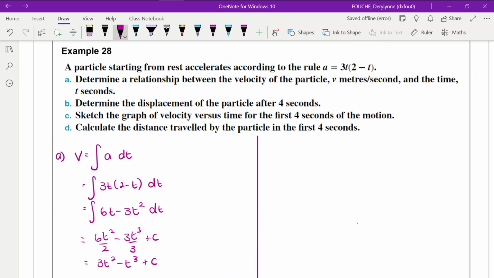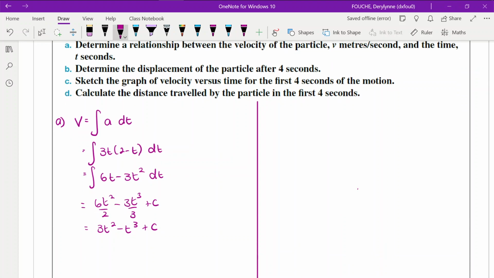Now, it's told me that the particle starts from rest. So I know when t equals 0, v equals 0. So v equals 3 times 0 squared minus 0 cubed plus c. Therefore, I know that c equals 0. So my equation for my velocity is just 3t squared minus t cubed.